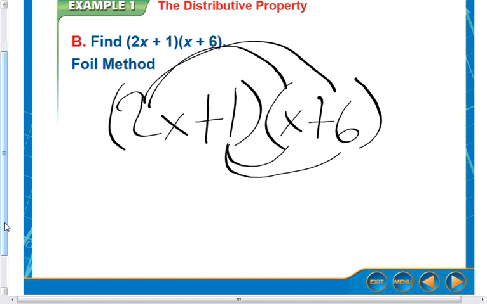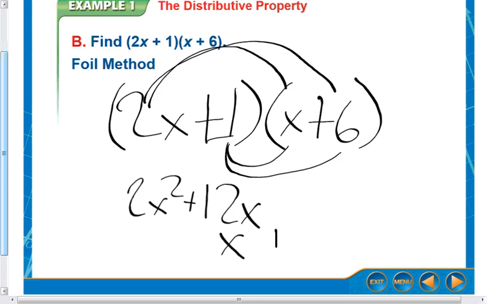So, we have 2x times x, right? So, we have 2x squared. Then you go to the next number, 2x times 6, and it's just 12x. Those are adding because there's no negatives. And then we move on to the next number. So we're done with that. Now we're just on to 1. So 1 times x, just x, and then plus 6 because 1 times 6.